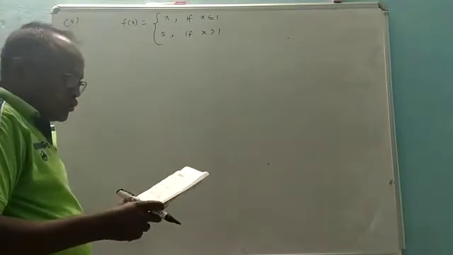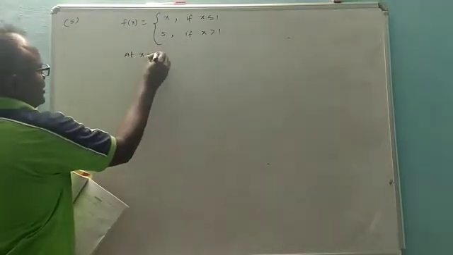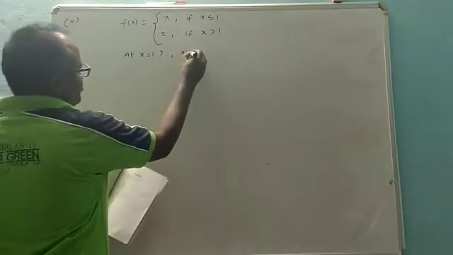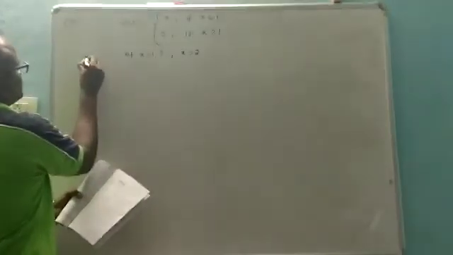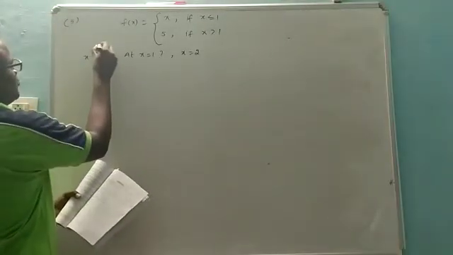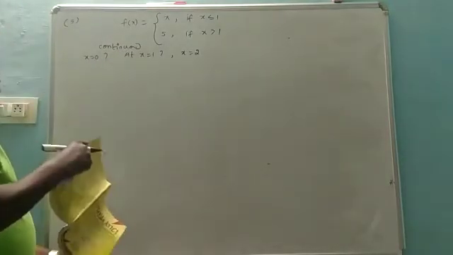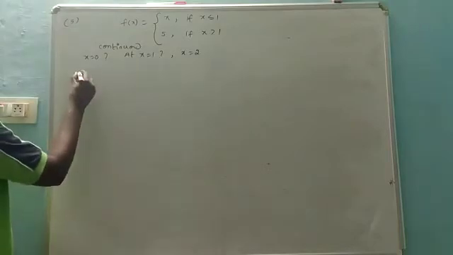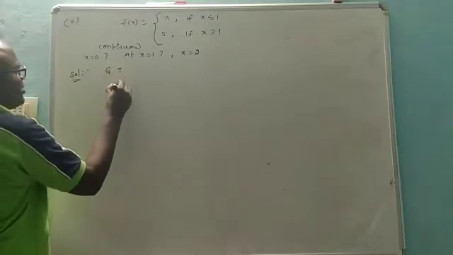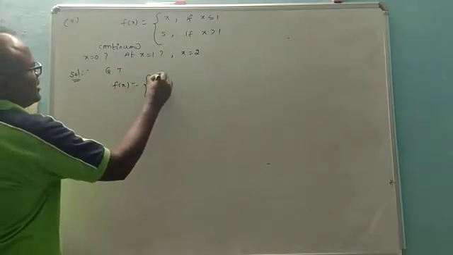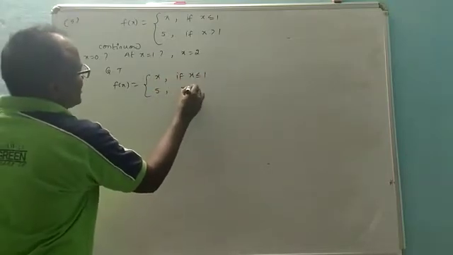continuous at x equal to 0, at x equal to 1, at x equal to 2? That is the given question. Okay, listen. Now, for example, in this type of question, given that f of x is equal to x if x is less than or equal to 1, and 5 if x is greater than 1.